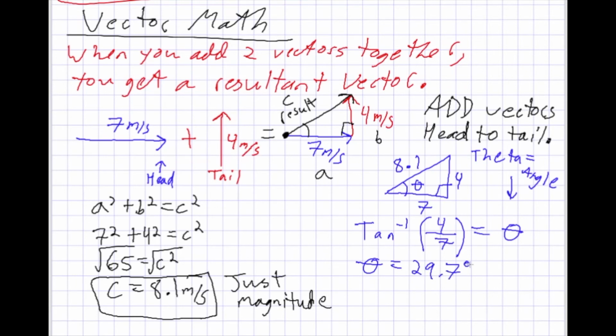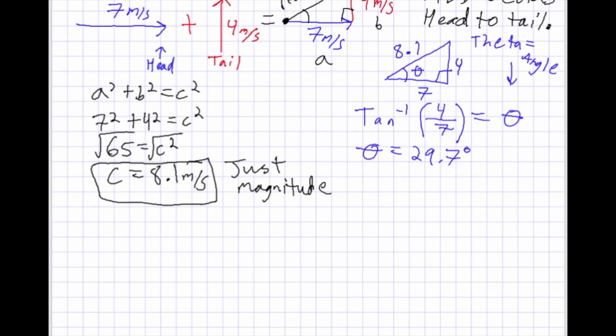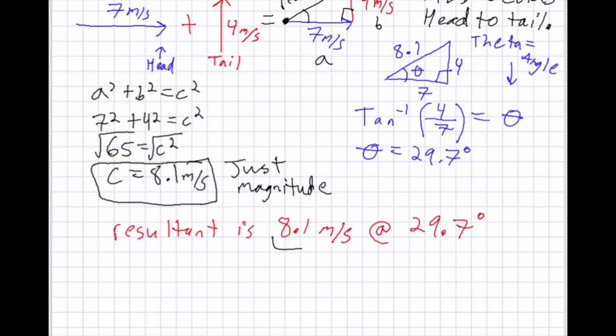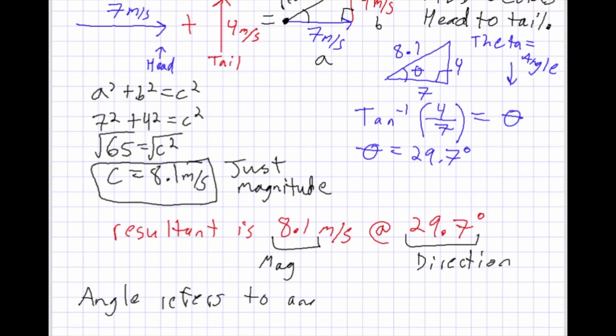So putting this all together, it would look something like this. My resultant is 8.1 meters per second at 29.7 degrees. This value right here is my magnitude, and this value right here is my direction. When we say this, the angle is always referring to the angle from the horizontal axis.